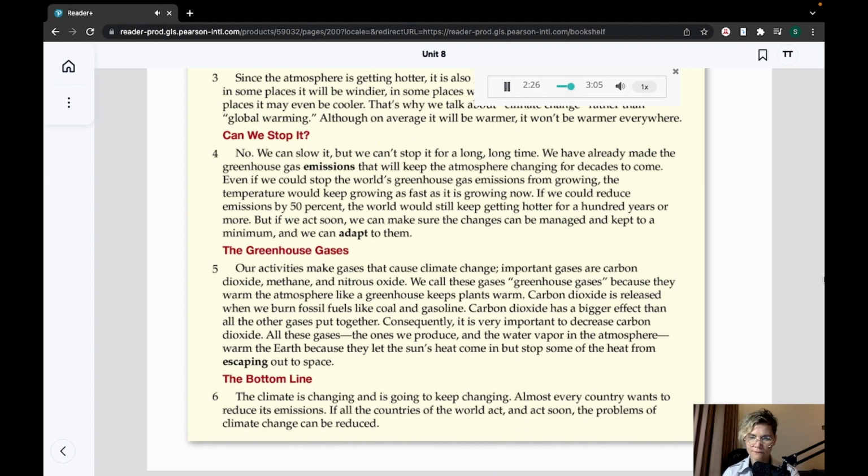All these gases, the ones we produce and the water vapor in the atmosphere, warm the earth because they let the sun's heat come in, but stop some of the heat from escaping out to space. The bottom line: the climate is changing and is going to keep changing. Almost every country wants to reduce its emissions. If all the countries of the world act, and act soon, the problems of climate change can be reduced.